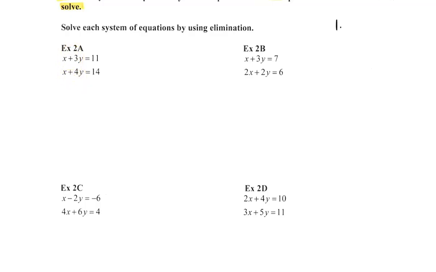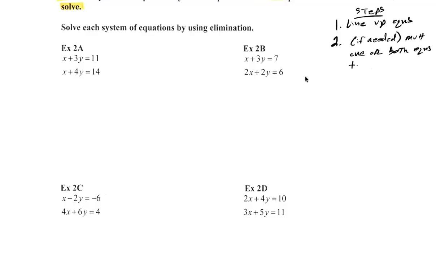So step 1 is line up equations. I say steps. Here you don't really see it, but they're already lined up for us. But if that wasn't the case, you have to put them both in standard form and line them up. Step 2, we're going to multiply, if needed, because sometimes like the ones we did in the beginning, you don't need to. Multiply one or both equations to eliminate a variable.